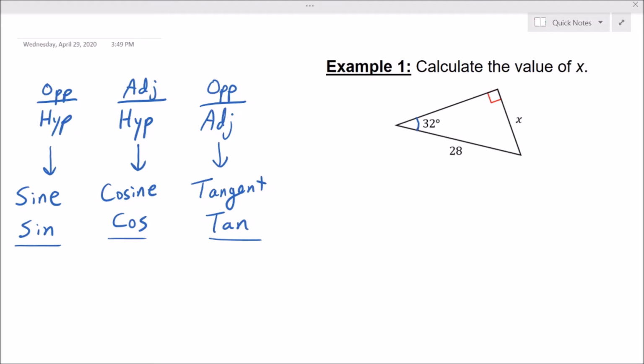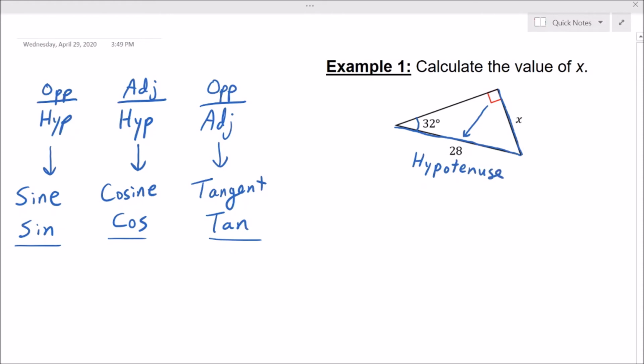Next, establish what sides we're working with relative to that angle. So the sides that we're working with are this x that we don't know but we're trying to calculate, and then this 28, right? We need to figure out, are those sides opposite, adjacent, hypotenuse? What are they? Well, hypotenuse is easy. Hypotenuse is across from the 90-degree angle, so this 28, that's the length of the hypotenuse of this triangle, right?